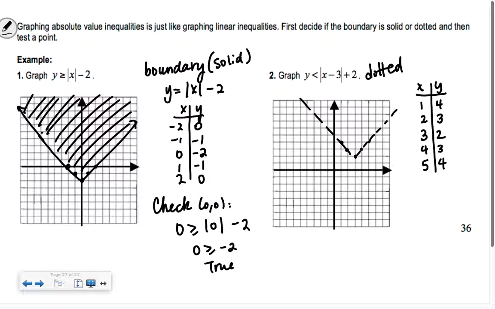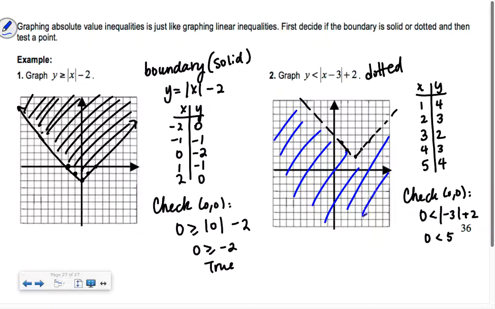All right, and then I decide if I'm above or below. So what's your guess on this one? It's below, yeah. So you can check (0, 0). If you check (0, 0), you get 0 is less than the absolute value of -3, plus 2. So 0 is less than 5, which is true. So we shade towards (0, 0). So (0, 0) is included in our answer. That's it. Basically any point that we pick in the shaded area would make that inequality true. All right, was this okay? Okay.